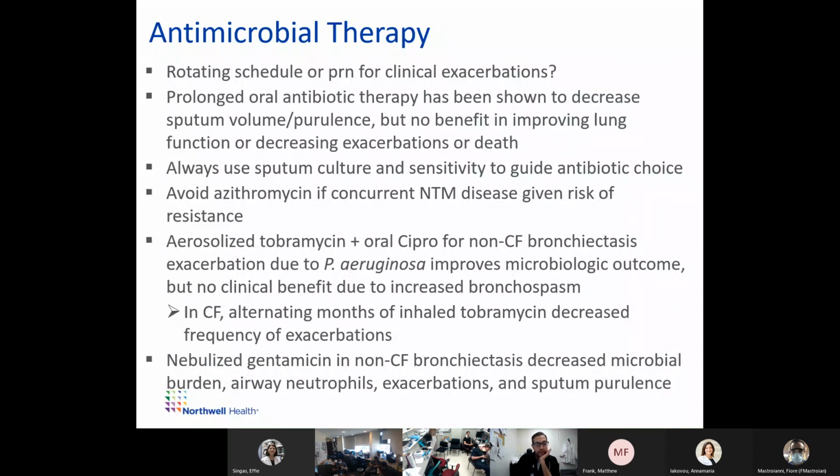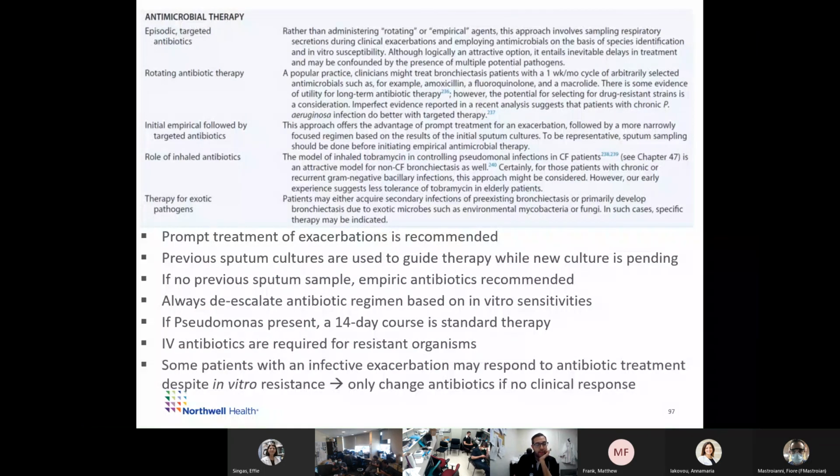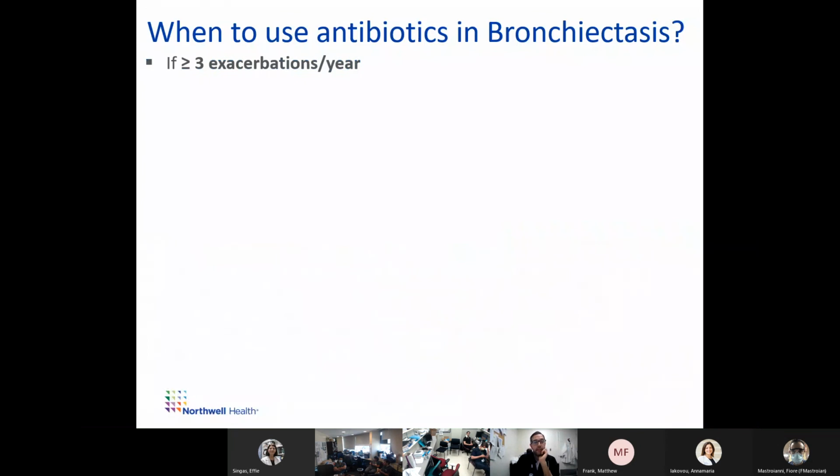So I do want to point out a couple of things. First of all, if Pseudomonas is present, a 14-day course is standard of therapy. It's important to do this two-week course. In fact, for any initial bronchiectasis exacerbation, a two-week course of antibiotics is recommended. One other thing that's important to note is some patients may respond to antibiotic treatment even if there is in vitro resistance, and the recommendation is to only change antibiotics if there's no clinical response.